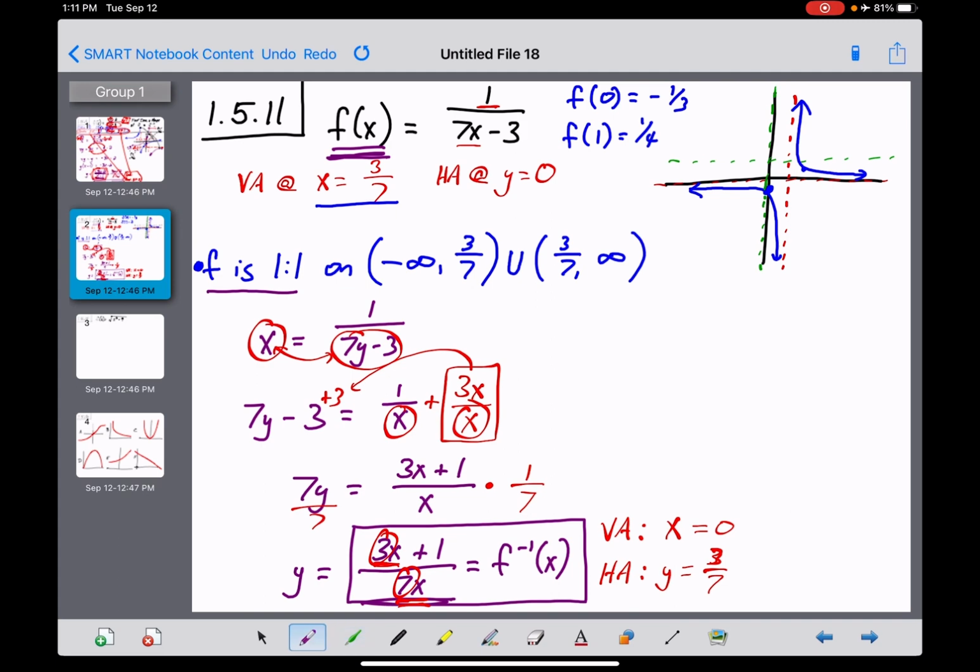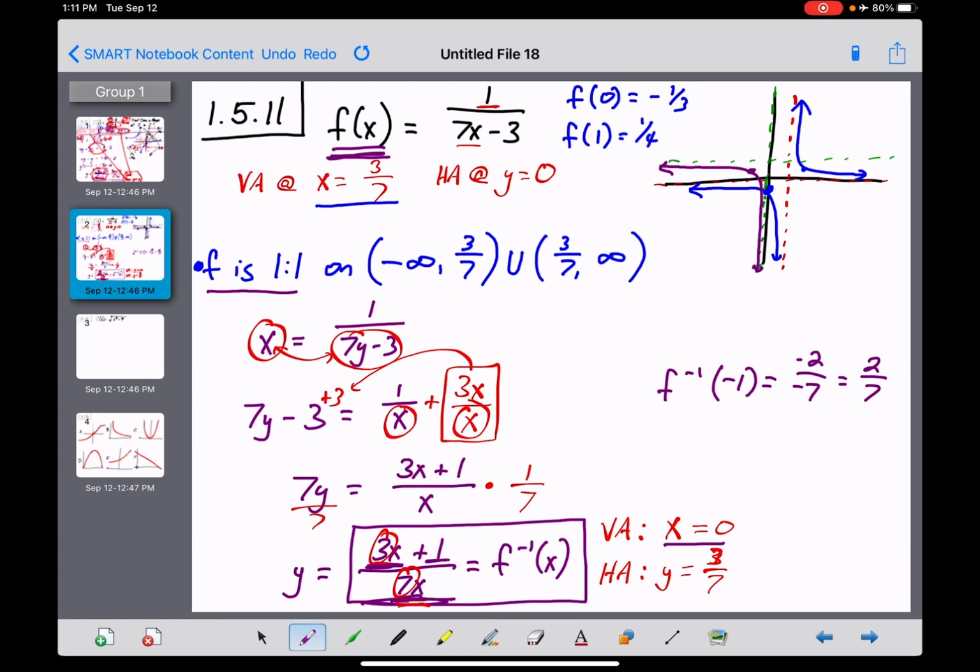And then from there, real quick, if I were to evaluate f inverse somewhere to the left of my vertical asymptote, like -1, let's see what we get. 3 times -1 would be -3, plus 1 would be -2, over 7 times -1, -7, and that's 2/7. So we've got the ordered pair -1 and then 2/7 right around here. Now focusing on my green asymptotes, this graph is going to exist somewhere like that.